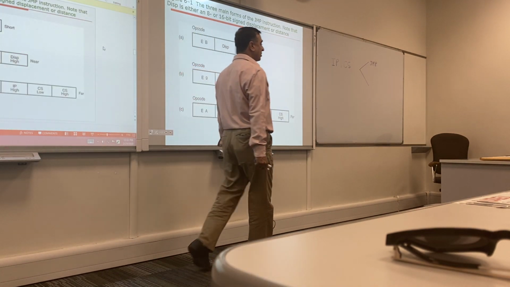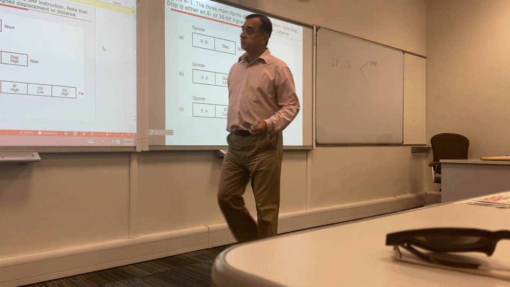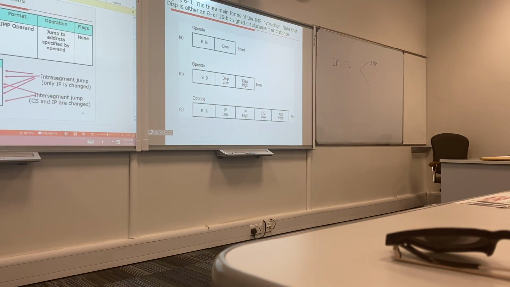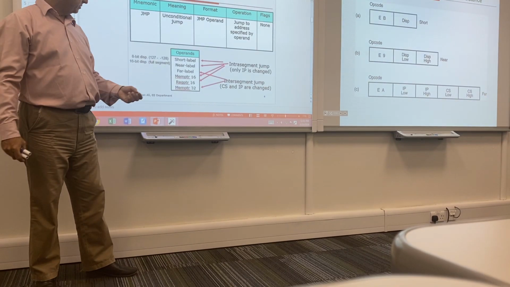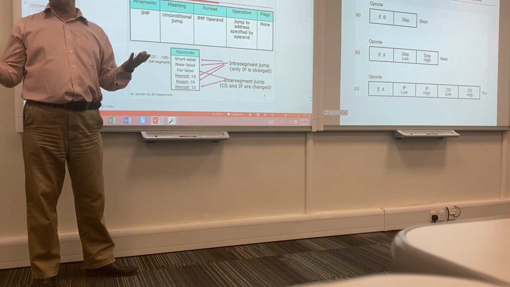Okay. Now let's go. I told you 3, right? There are 3 sizes of the jumps. Short, near, far. Short, I said, is a total of 256 locations, which means 8 bits, 2 to the power 8, which is a byte. Near means the full segment, 64K, and 2 to the power 16 gives you 64K. So near will be, the label will be a word. Short will be a byte. Far means more than 16 bits.